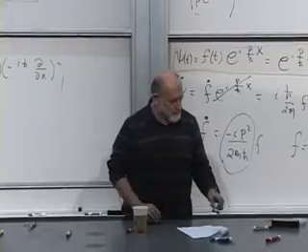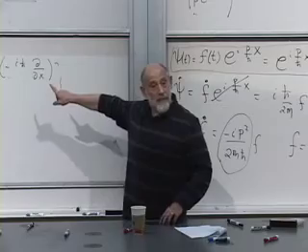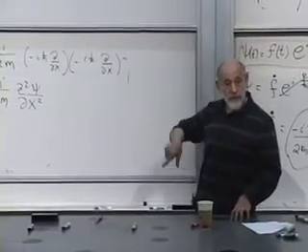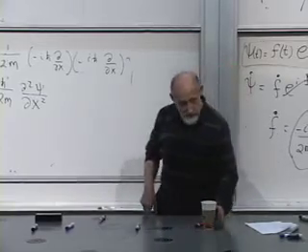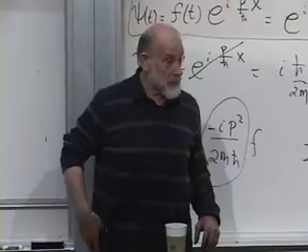Incidentally, you might want to prove to yourself that the momentum commutes with the Hamiltonian. The momentum p commutes with the Hamiltonian p squared over 2m. That's a little exercise, and that exercise proves that momentum is conserved.